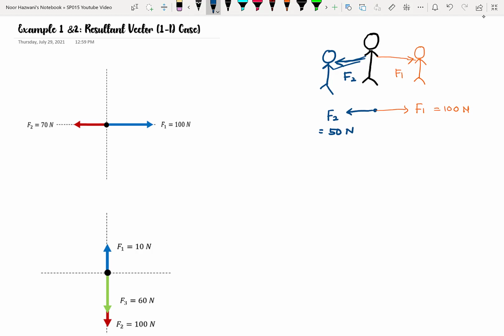So, contoh kita berdiri, ada dua orang tarik, satu ke arah kanan, satu ke arah kiri. Okay, so secara logiknya, kalaulah daya ke arah kanan tu lebih besar, mestilah saya akan tertarik ke sebelah kanan kan. Okay, so macam mana kita nak calculate matematiknya?